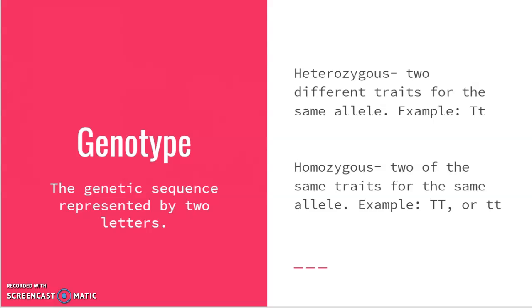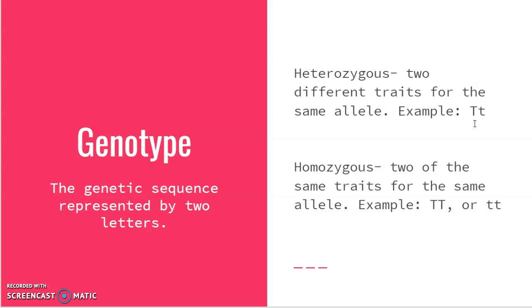Genotype is the genetic sequence represented by 2 letters. And I remember this because geno starts the same as genetic. And there are 2 kinds of genotypes, heterozygous and homozygous. So if we look at this example, big T, little t, we would say big T stands for tall, little t stands for short. And if this was what I inherited, this heterozygous allele, I would actually be tall.